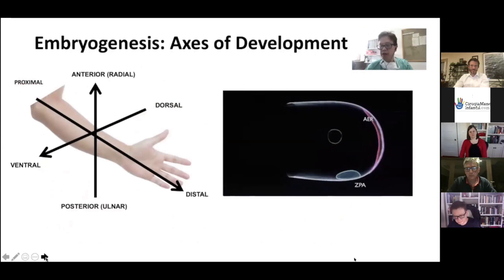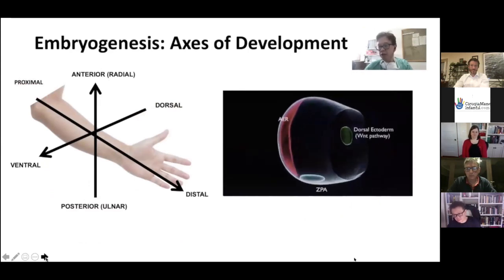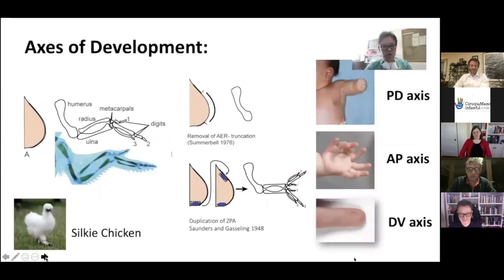So maybe this animation would help. The AER, the ZPA, and then the dorsal ectoderm controlling the dorsal ventral pathway. It's important to note that these 3 axes work in close synchronization to form the upper limb. Most of our knowledge about these axes comes from animal experiments using the silky chicken, and manipulation of these signaling centers or their pathways produces limb defects, extrapolated to the kind of defects that we see in humans. And this really is the basis of the OMT.